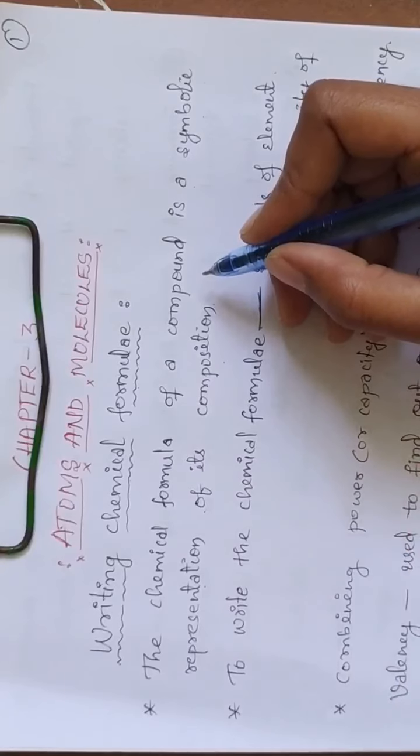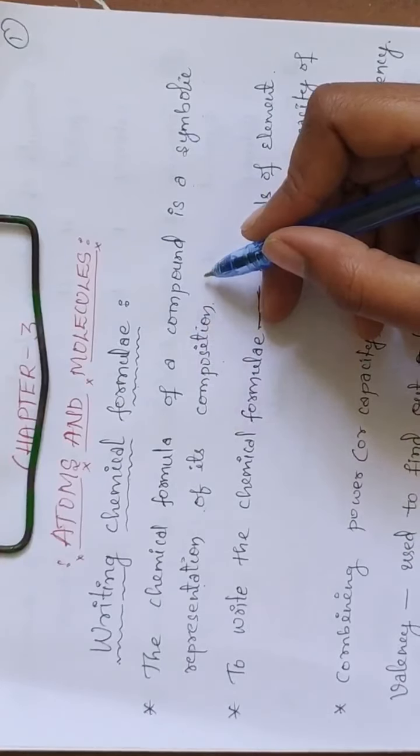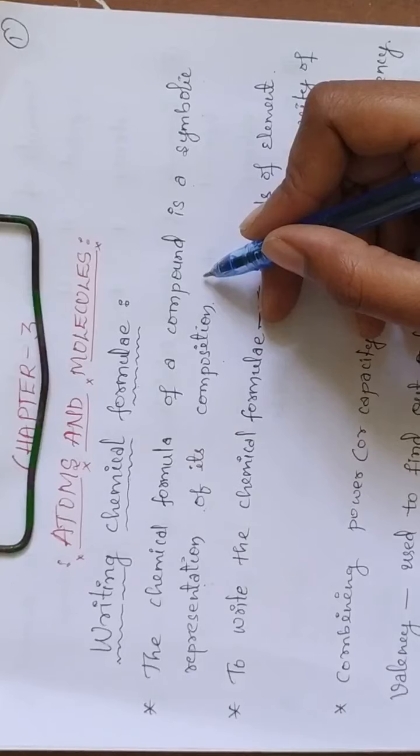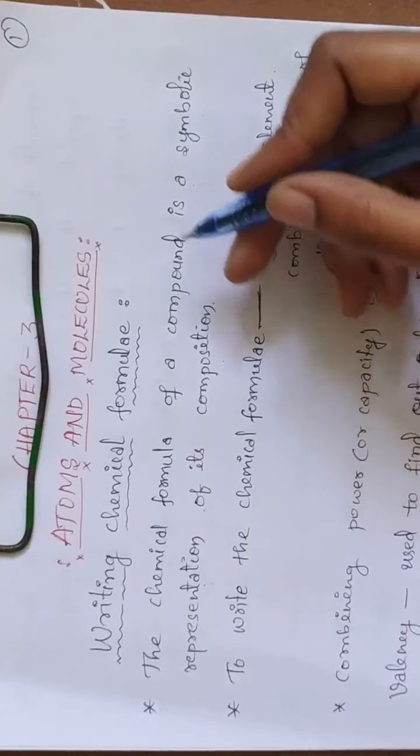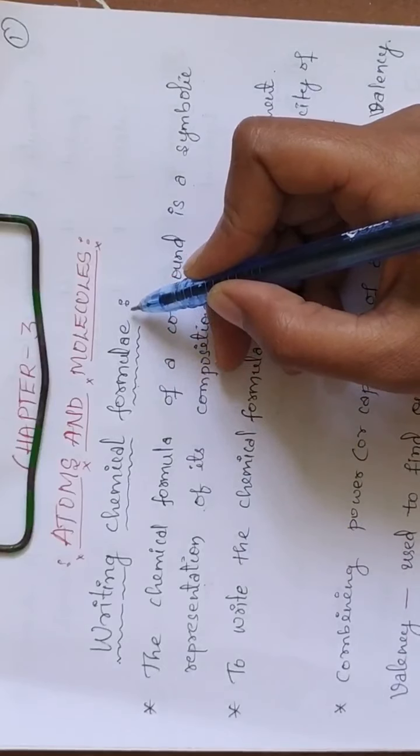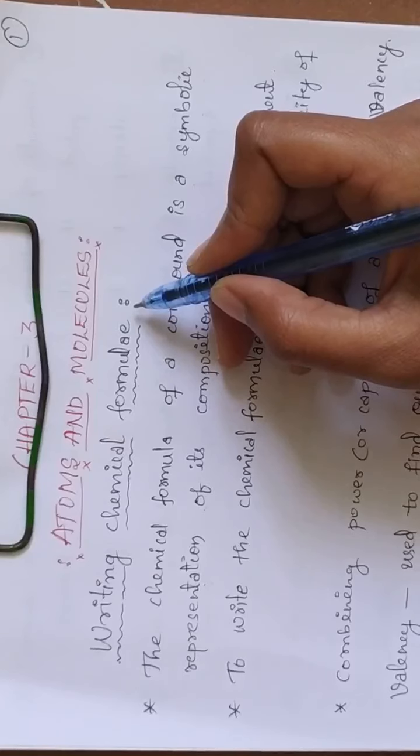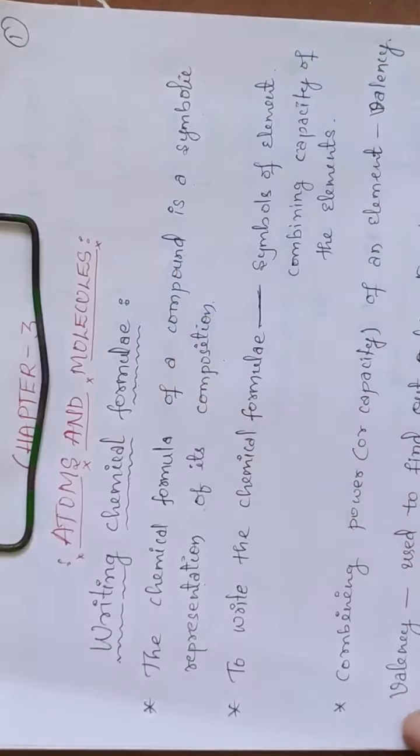With the help of this chemical formula, we can know which type of elements are present and also the quantity or the number of elements present in the compound. It gives information regarding the type of elements present in a particular chemical compound. Also it gives the information about the number of atoms combined to form the molecule.